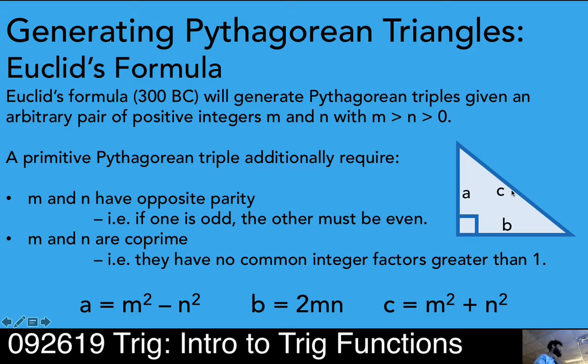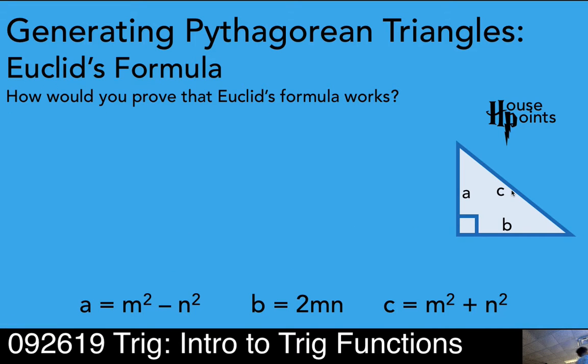The question is, how do you prove Euclid's formula? How would you prove Euclid's formula? So he said that you can come up with the complete set of all Pythagorean triangles, all triangles that have integers for the three sides and a right angle, using this formula where A is m squared minus n squared, B is 2mn, and C is m squared plus n squared, for integers m and n. How would you prove that?